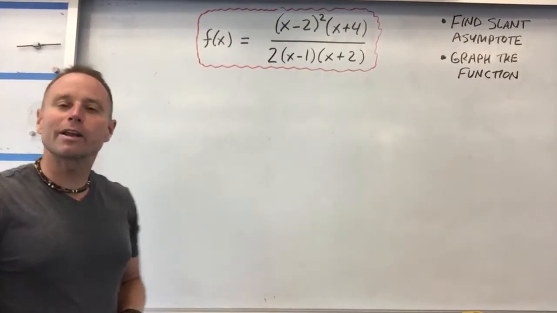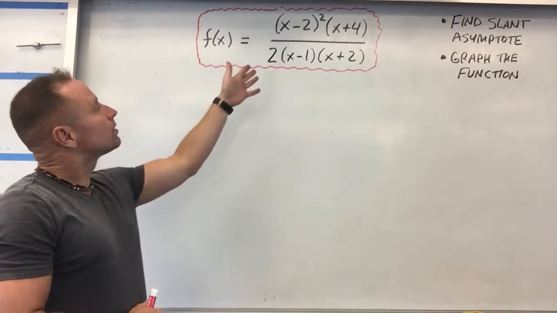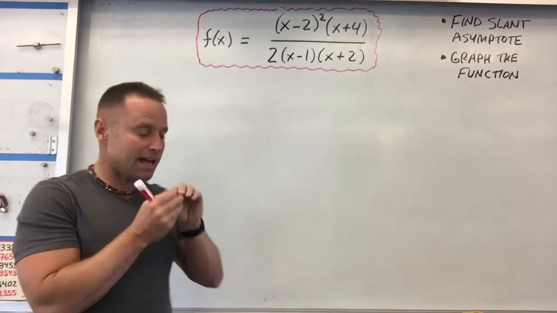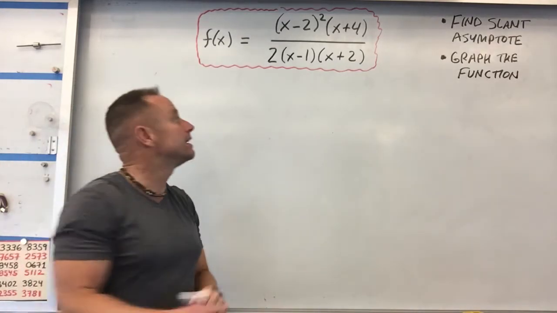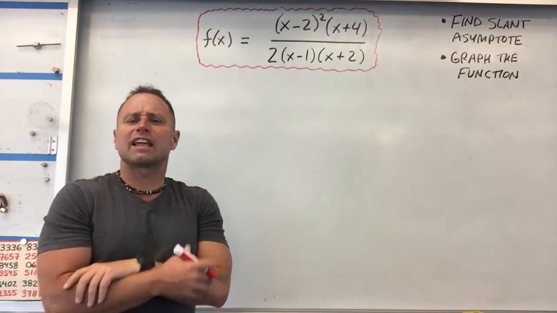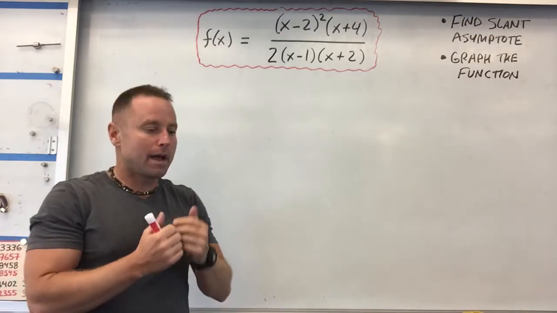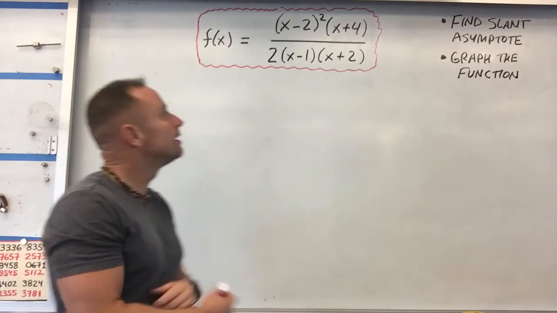All right, my friends, we're going to take a quick look at what's called a slant asymptote. We're going to look at this function and try to find how it behaves as x approaches plus infinity and minus infinity, and then we're going to graph the function. In plain English, the slant asymptote is just a line that the function approaches as the input goes towards plus or minus infinity.